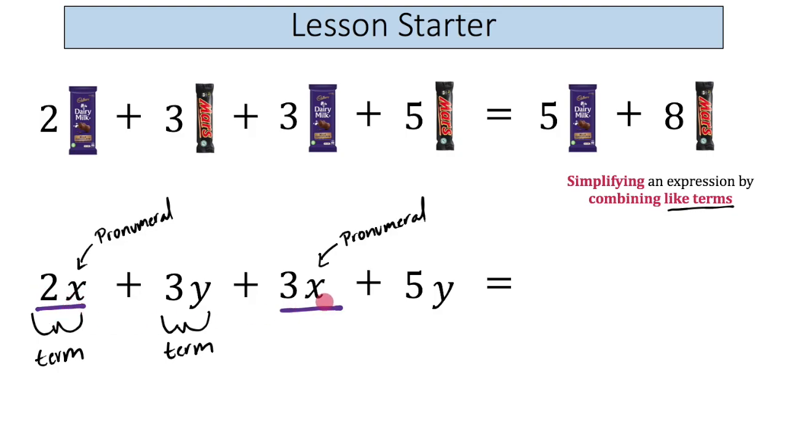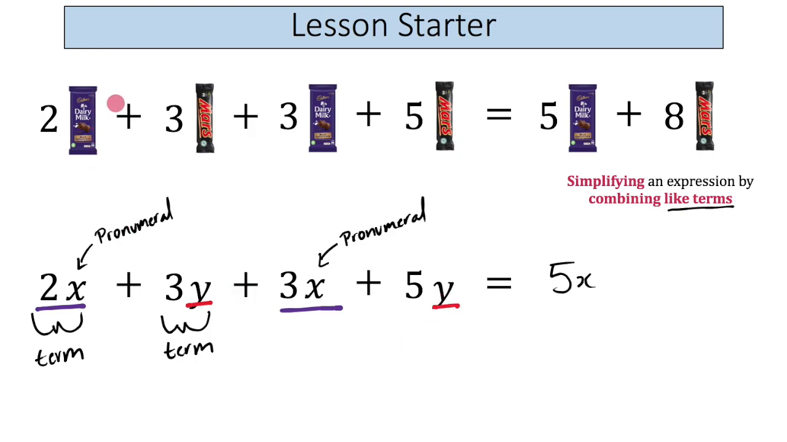So therefore, I can combine them. So I'm going to go 2x plus 3x is 5x. So too, I see I have 3y and I have a 5y here. Both of these terms, 3y and 5y, have the same pronumeral, y. So that means I can combine them together.